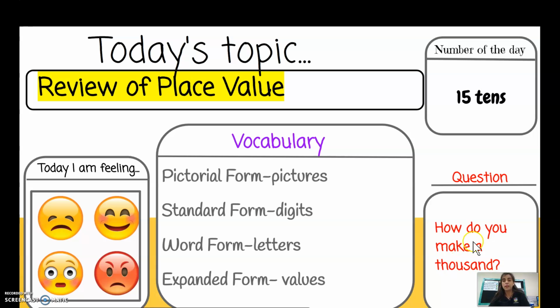Today's essential question is how do you make 1,000? So there are multiple ways of making 1,000, okay? Now our number for today is 15 tens. Hopefully you can pause and think what's the value of 15 tens. 15 decenas. Okay, hopefully you got it. It will be 150, so 150, okay?